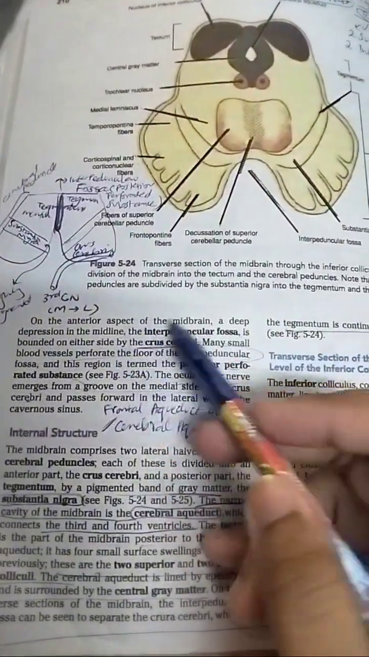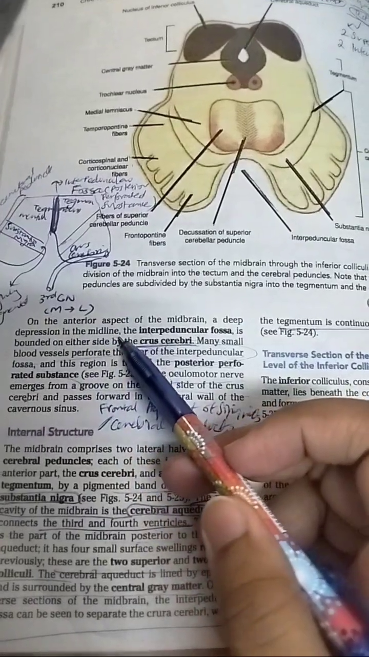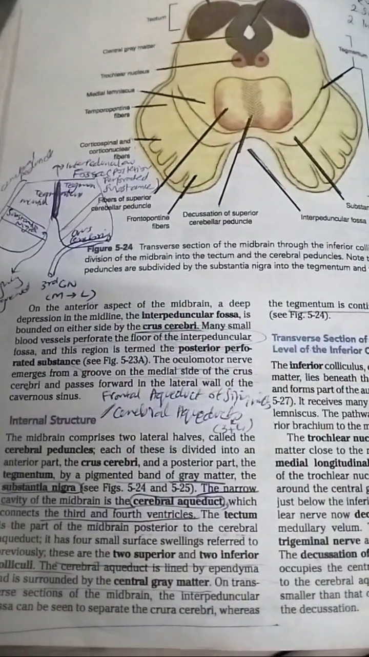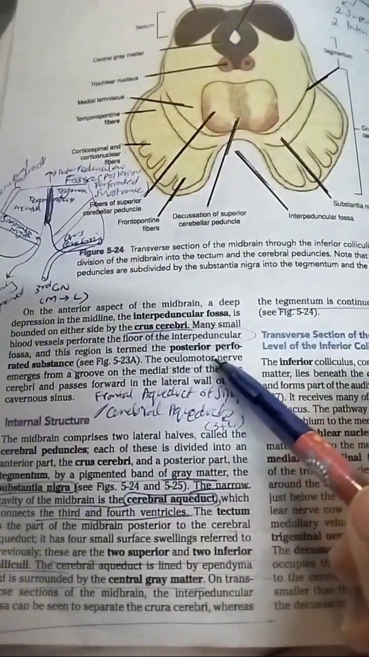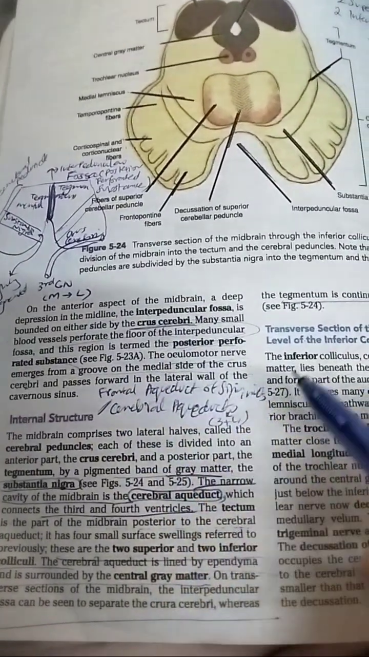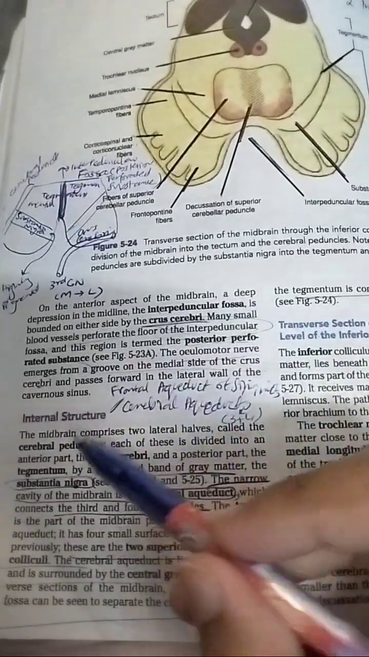A little about the anterior aspect of the midbrain. So anteriorly, we are going to see a depression in the middle, which is the interpeduncular fossa. On either side of this depression is the crus cerebri. Many small blood vessels will perforate the floor of the interpeduncular fossa. So this region is going to be called the posterior perforated substance. The oculomotor nerve is going to emerge from a groove on the medial side of the crus cerebri, and it is going to pass forwards in the lateral wall of the cavernous sinus.